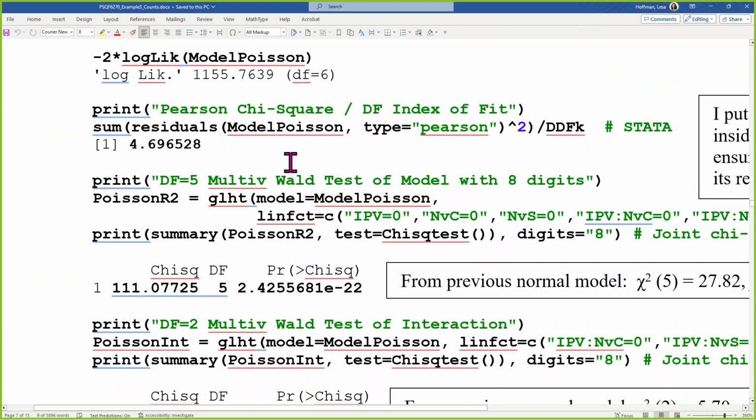So I had to ask it to come up with my Pearson chi-square index of fit by doing this function, the sum across everyone in my data set of the residuals that were saved from the object model Poisson from my model. I asked it for Pearson, and then squared that, and then divided by the degrees of freedom as used in Stata, since that's the output I'm trying to match right here. So this part is done for you in terms of something that's built into R. You just have to wrap it around this to get to the full statistic. Sum across persons squared divided by degrees of freedom, and there's the 4.7 number that we saw before.